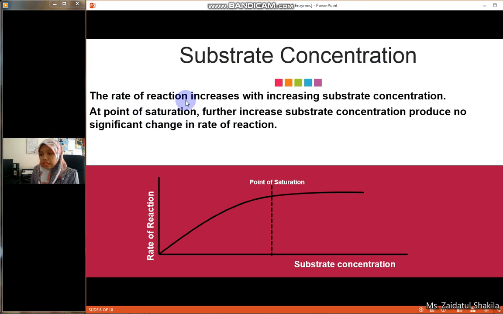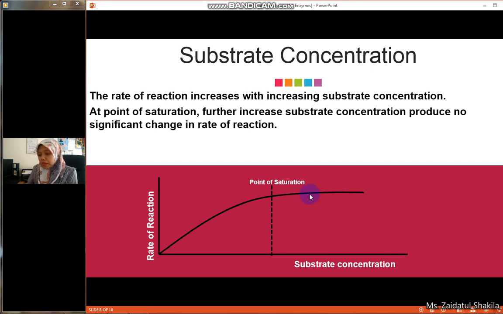And the last factor is substrate concentration. The rate of reaction increases with increasing substrate concentration. If there is low substrate concentration, the rate of reaction is low, and then there is a positive correlation up to a certain substrate concentration. We call it the point of saturation. At the point of saturation, further increase in substrate concentration produces no significant change in rate of reaction. So the rate of reaction becomes constant, and you see the graph become a plateau.